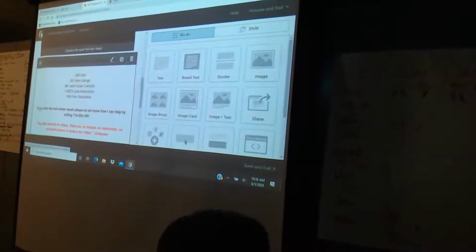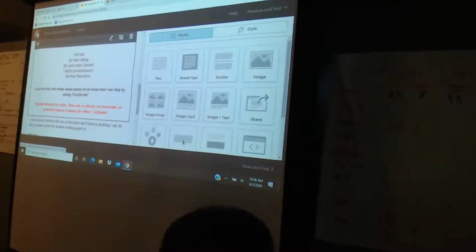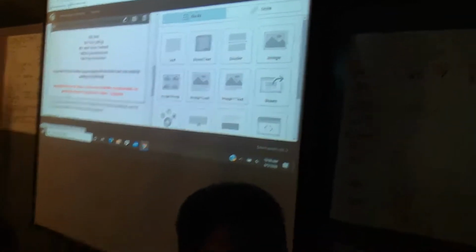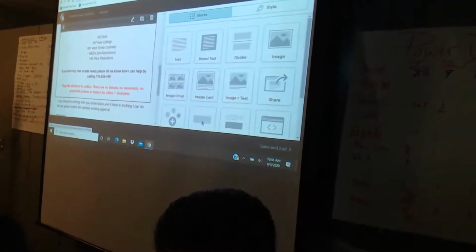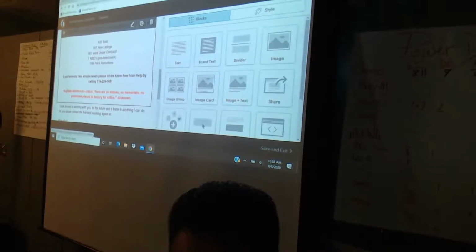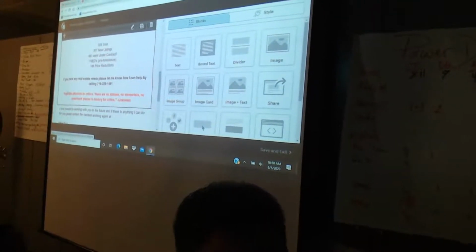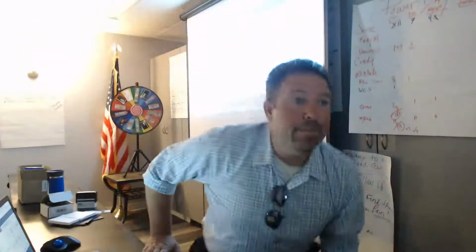And of course, if you have any real estate needs, please let me know if I can help you by calling me, the phone number. And then of course, in red down here at the bottom, I always put a neat little quote. This one just said, pay little attention to critics. There are no statues, no memorials, no prominent places in history for critics, from someone unknown. And really it's easy to find, because if you just get a calendar with a daily quote, you can easily hook yourself up with that.